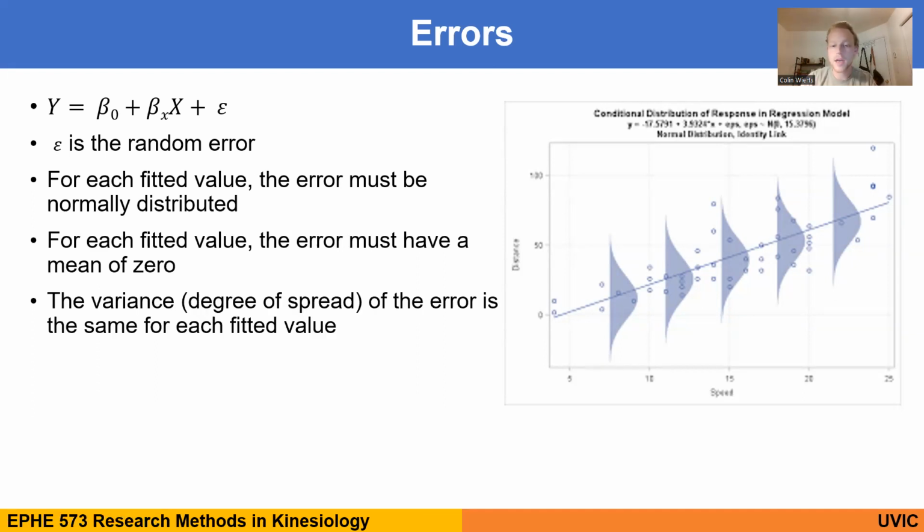And the variation of the error is supposed to be the same at each fitted value. So whether our fitted value is here or here or here or here, the variation of the errors around those fitted values is supposed to be exactly the same. What this means essentially is that the size of the variation, or the estimated variance, is supposed to be the same at each fitted value for our y outcome.